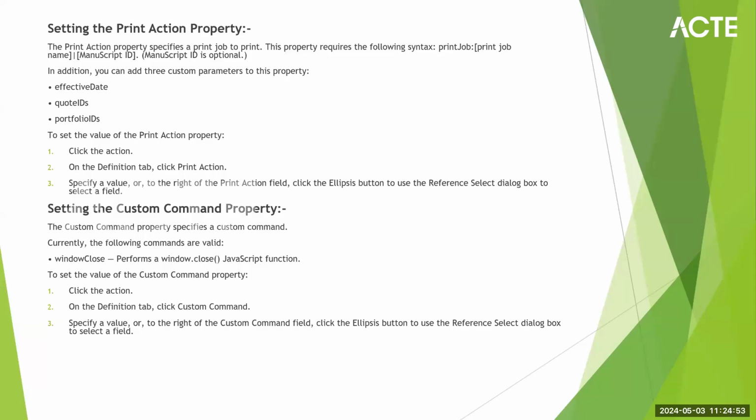Setting the custom command property. The custom command property specifies the custom command. Currently, the following command is valid: window close, which performs the window close JavaScript function. Only this one is there currently. Window close means whatever current opened screen is there, that particular window will be closed. How do you do that? Click on the action on the definition tab, click custom command and specify a value, or you can map that particular value directly here.